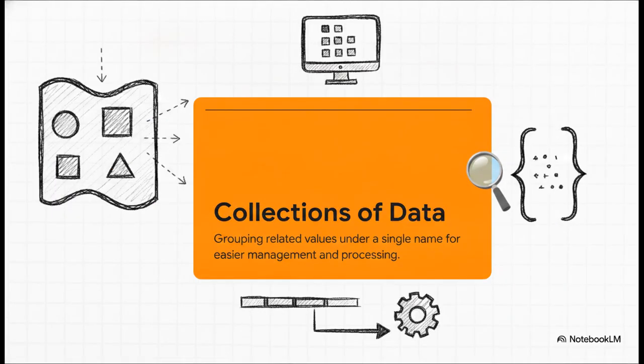When we do this, we're creating what's called a collection of data. That just means grouping related values together under a single name. By using a collection, we're essentially telling the computer, hey, all these items belong together in the same group. This is a massive upgrade for organizing our code because it lets us manage and process huge amounts of information with just a few simple commands, rather than trying to track dozens of individual variables.